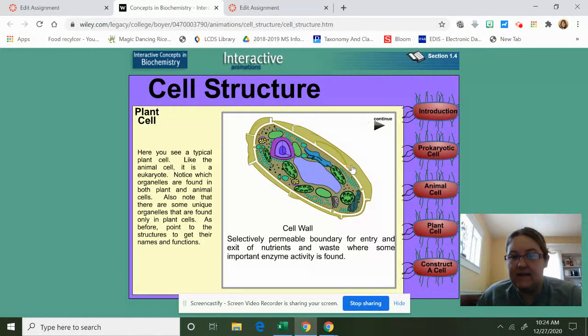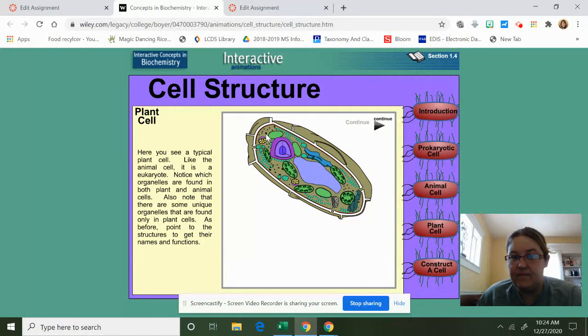Now, inside the cell looks a little different. It's having trouble doing anything.